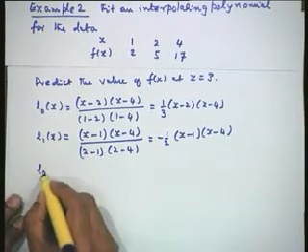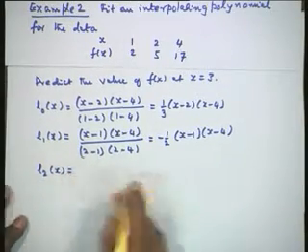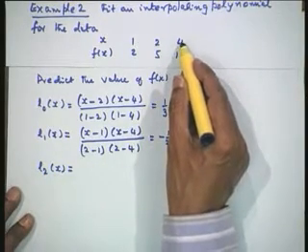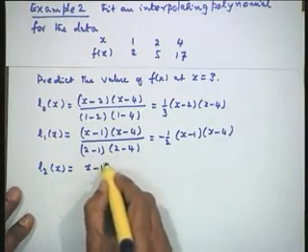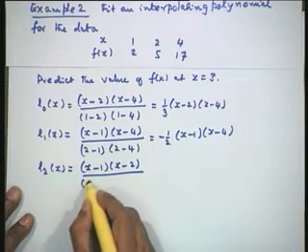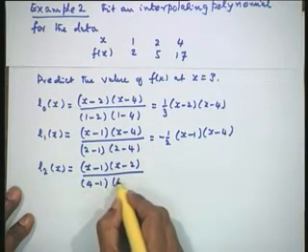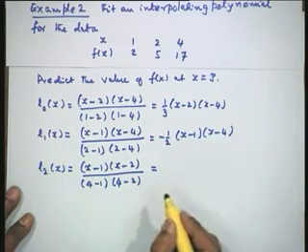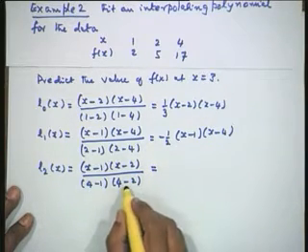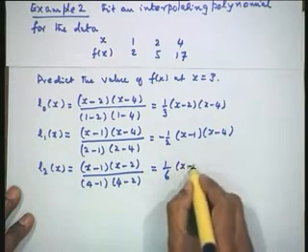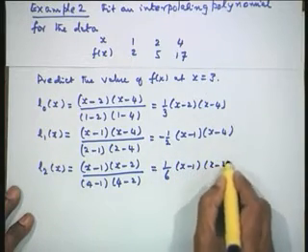And the third polynomial is L2 x. Now, we will have to skip x2, that is 4, the factor corresponding to 4. So, I will have here x minus 1 into x minus 2 divided by 4 minus 1, 4 minus 2. This gives us 3, this gives us 2. So, I will have here 1 upon 6 x minus 1 into x minus 2.